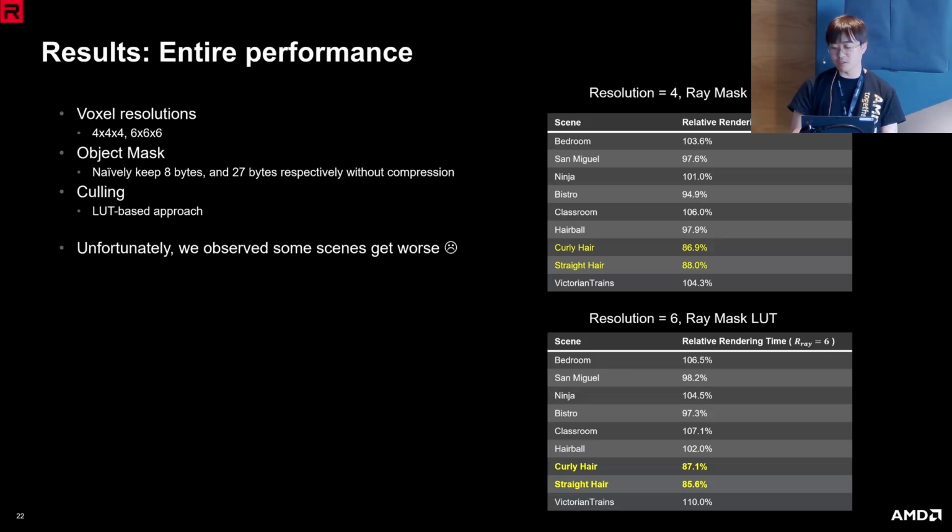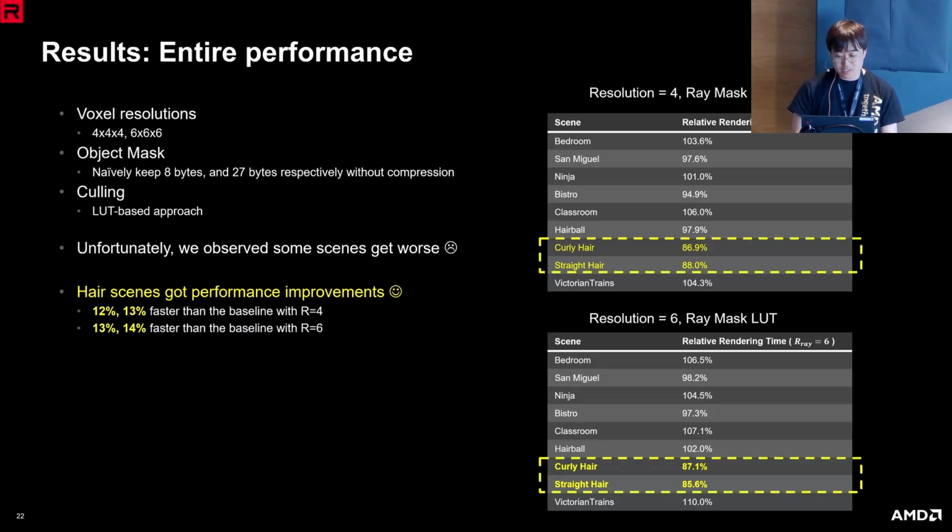Unfortunately, we observed some machines get worse. However, specific to the hierarchies, we got performance improvements compared to the others. Here, 12% and 13% faster than the baseline with resolution 4x4x4, and 13% and 14% faster than baseline with resolution 6x6x6.